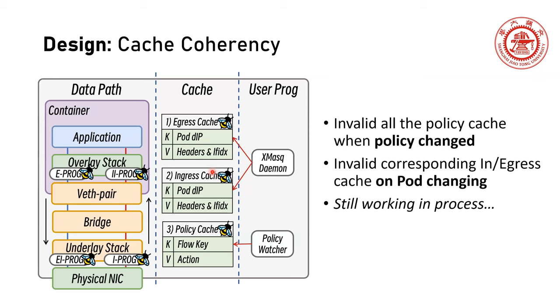I have one last question. You mentioned that this works for stateless policy only. May I know why? Because in my understanding, the cache only supports the stateless cache. And of course, if you want to support stateful policies, you can encode the state into the so-called flow key and convert the policy to a stateless policy. And now XMask can support the stateful policy. By default, it only supports stateless policy.